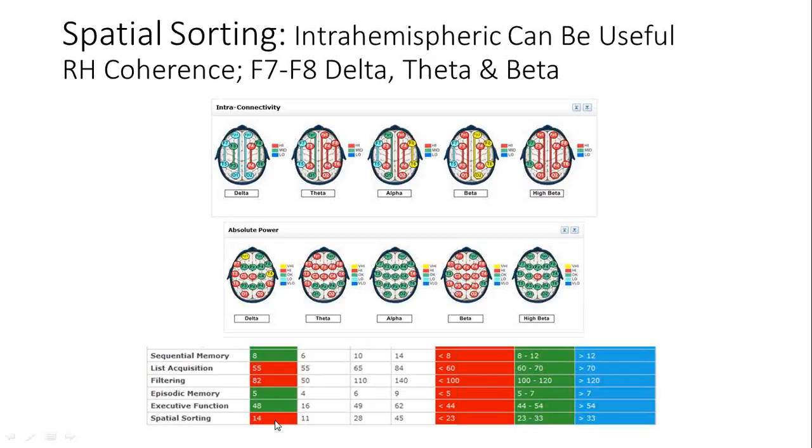You can see how off this all is intrahemispherically and how much that's related to spatial sorting and filtering. It's affecting list acquisition because it's affecting connection between parietal and dorsolateral areas, and that's always an indicator, but you can see that in the inter just as easily. At any rate, you see a lot of the spatial processing difficulties in intra. It tends to show up more parietally in the inter.